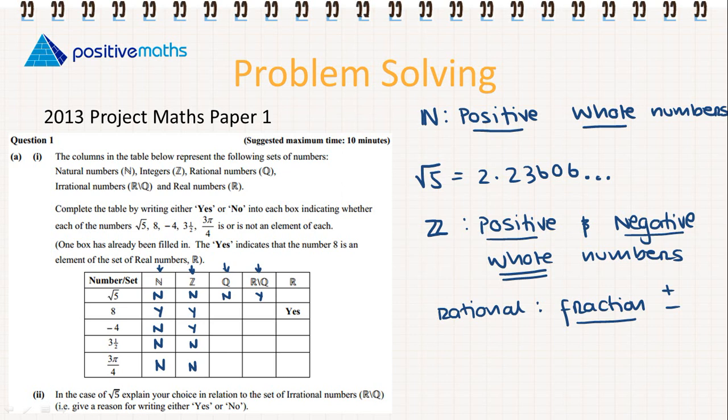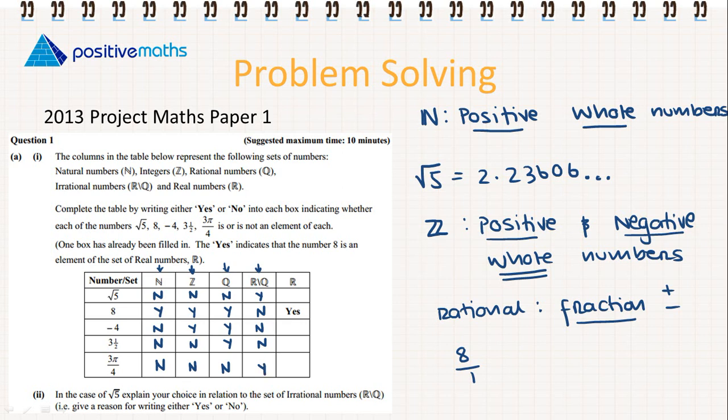It cannot be both. Okay, so let's look at the number 8. 8 can be written as a fraction, so 8 over 1. Therefore, it is a rational number, so it's not an irrational number. Minus 4 can be written as a fraction, so it's rational, it's not irrational. 3.5 can be written as a fraction, so it's rational. And 3 pi over 4 cannot be written as a fraction, therefore it's not rational, so it is irrational.